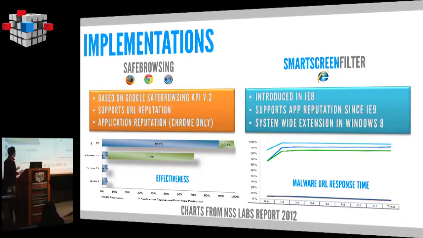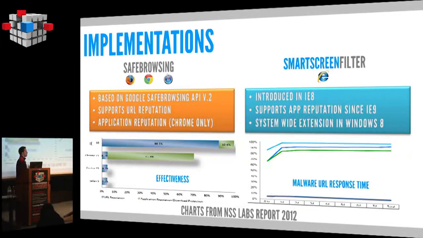There are two basic implementations of these technologies. On one side, Safe Browsing by Google, that is also used on Firefox and on Safari. It's based on Google Safe Browsing API version 2. It supports URL reputation, so every URL is provided with a ranking. And Chrome also supports application reputation.